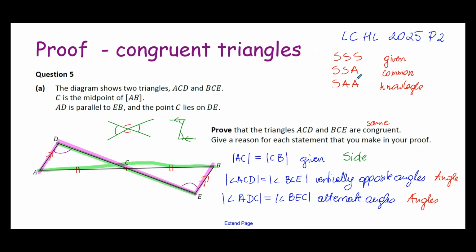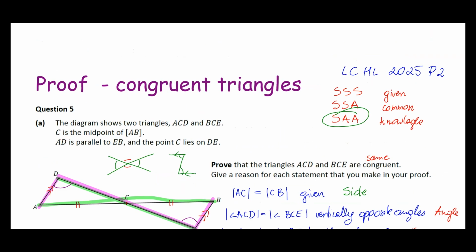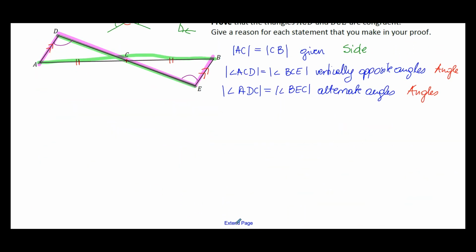So there it is. I have proven one side and two angles. Therefore, I can conclude that triangle ACD is the same as triangle CBE, because we have proven what? A side and two angles. So we have proven a side and two angles that they are the same. Therefore, those two triangles are the same.